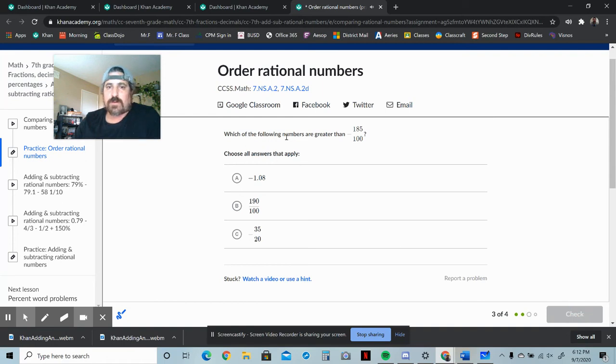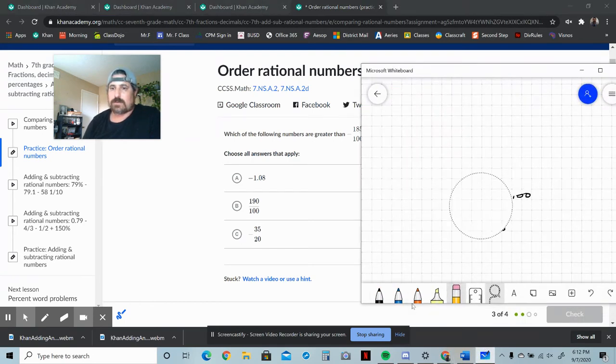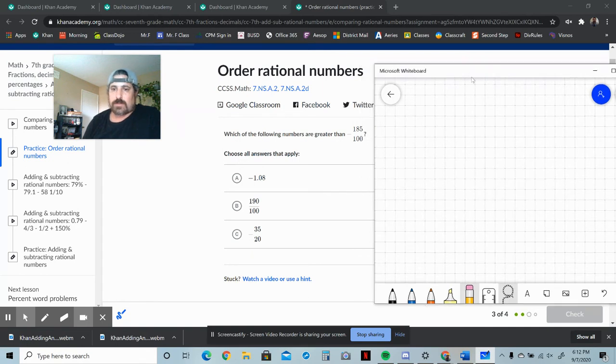Okay, this one is: which of the following numbers are greater than negative 185 over 100? Choose all the answers that apply. All right, so let's compare some of these things. On the whiteboard, let's grab our little eraser and erase. And we can see here that we're going to work with negative 185 over 100, right?